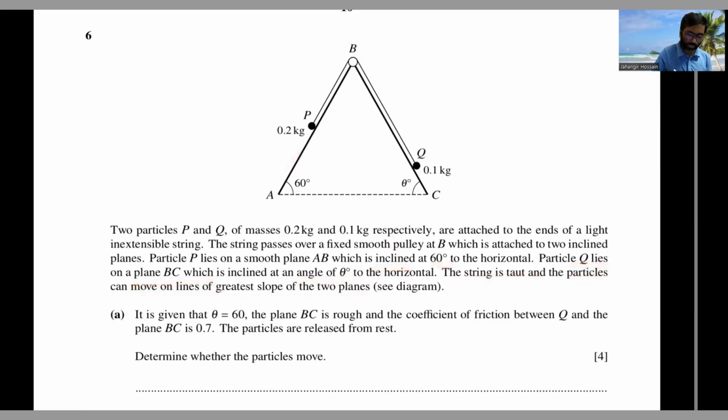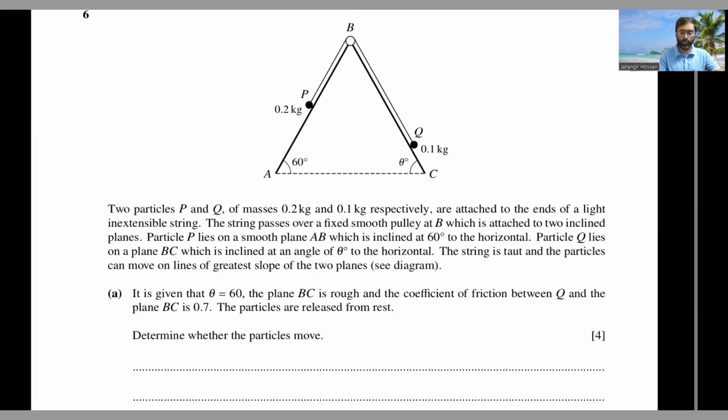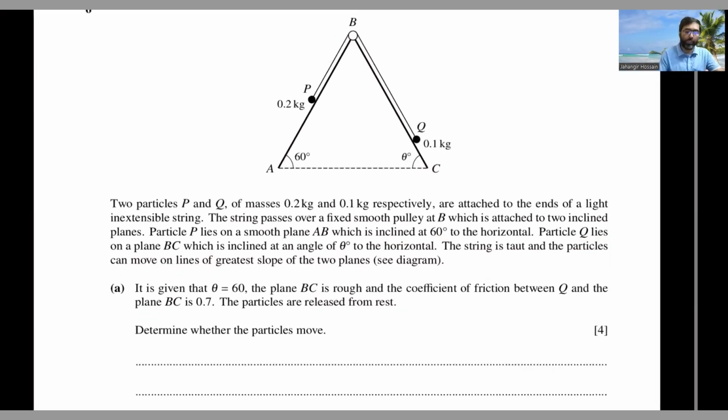It is given that theta equals 60, the plane BC is rough, and the coefficient of friction between Q and the plane BC is 0.7. The particles are released from rest. Determine whether the particles move or not. Let's see whether the particle moves. If theta is 60 degrees, then what happens?